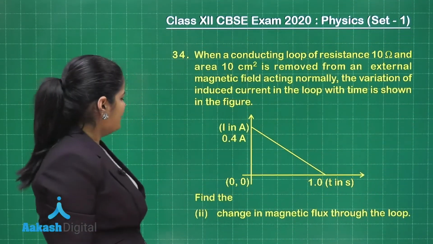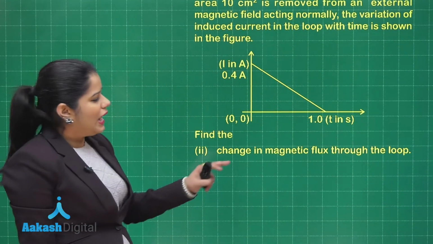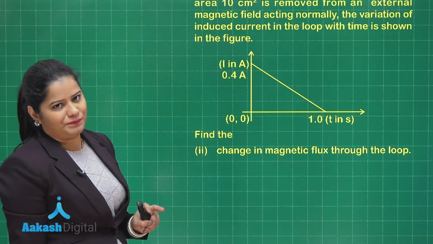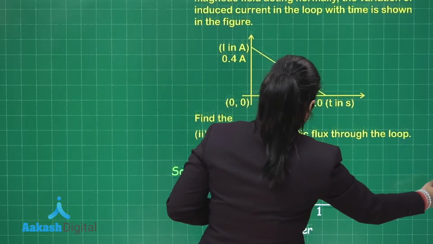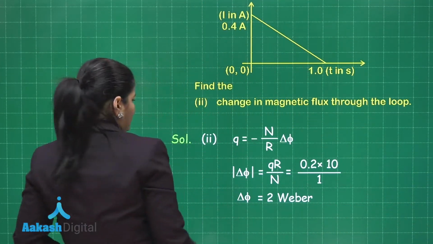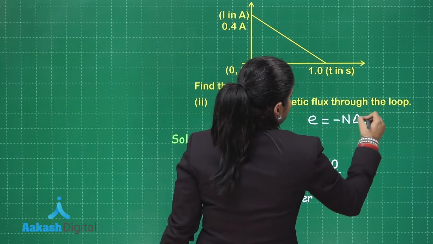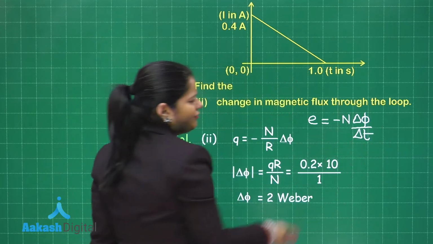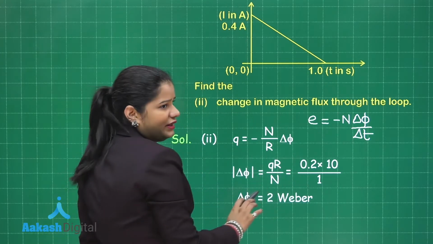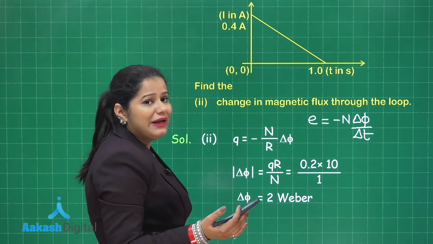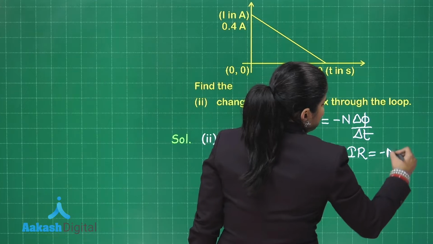Now in the second part, what we need to do is find out the change in the magnetic flux through the loop. How can you find out the change in the magnetic flux? See, we know, let's have a look on to the solution. We know the EMF induced will be equal to minus N delta phi by delta t. Here N is the number of turns. So what is the number of turns? Number of turns is 1, so that will simply be 1. Now this EMF can be replaced by current into resistance. So that can be replaced by IR is equal to minus N delta phi by delta t.